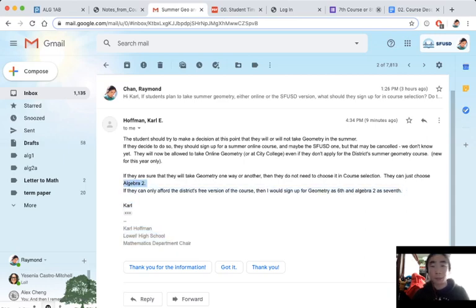Okay, it looks like if you know for sure that you're taking geometry, then you'll sign up for Algebra 2. If you're unsure whether or not you're going to take geometry, then you'll sign up right here: Geometry as your 6th class, and then Algebra 2 as your 7th class. So this is from my department chair. Take his word for it. That's what you do in course selection.